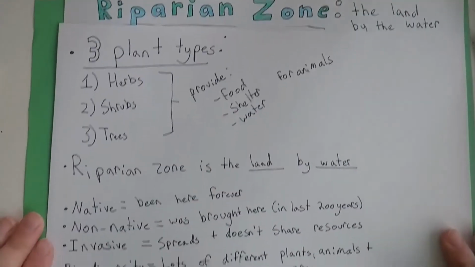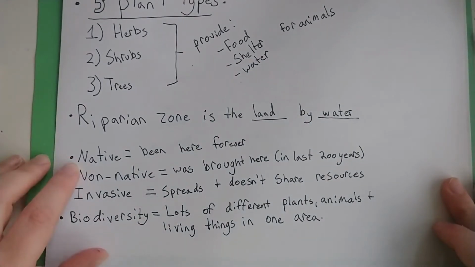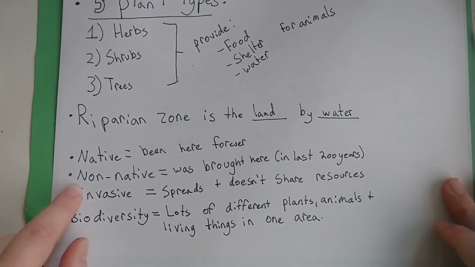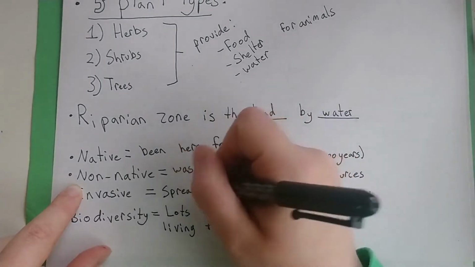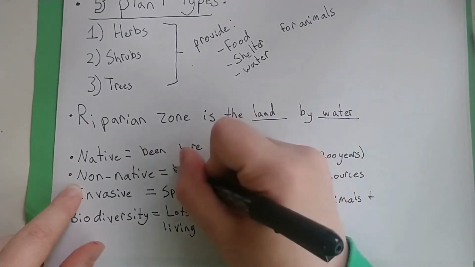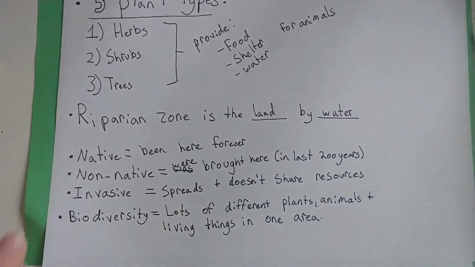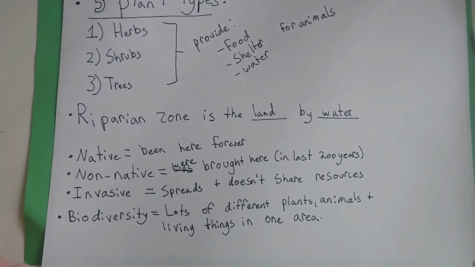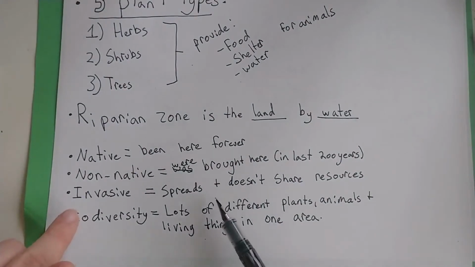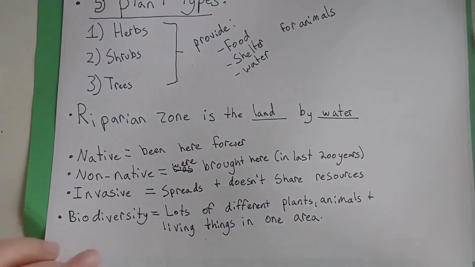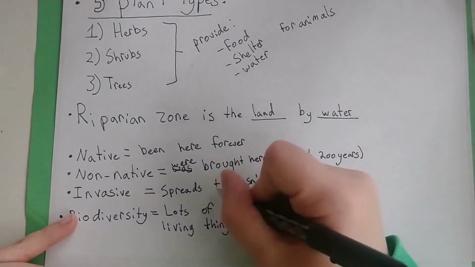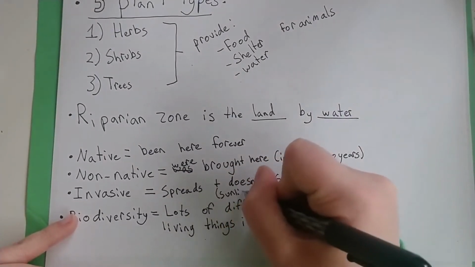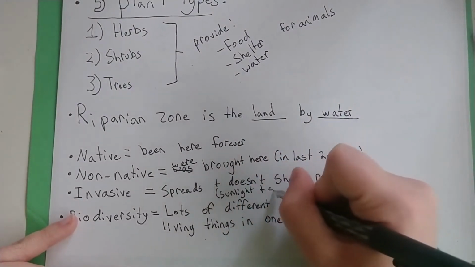And then some key vocabulary words that we learned. We learned the word native, and native plants have been here forever. Non-native plants were brought here in the last 200 years. Invasive species spread, and they don't like to share resources like sunlight and space.